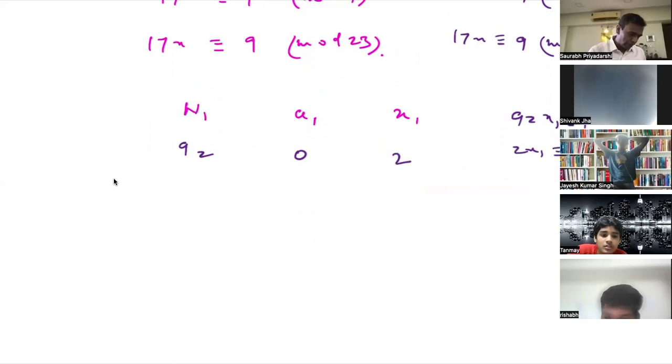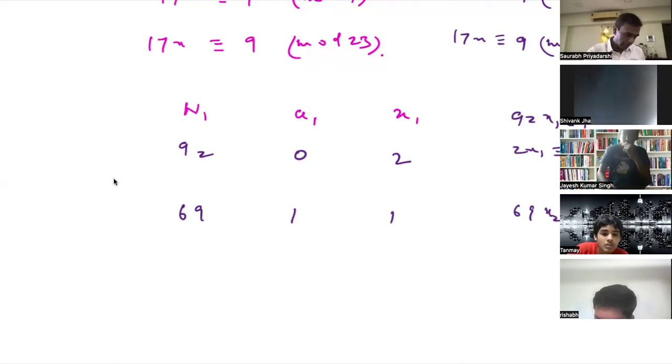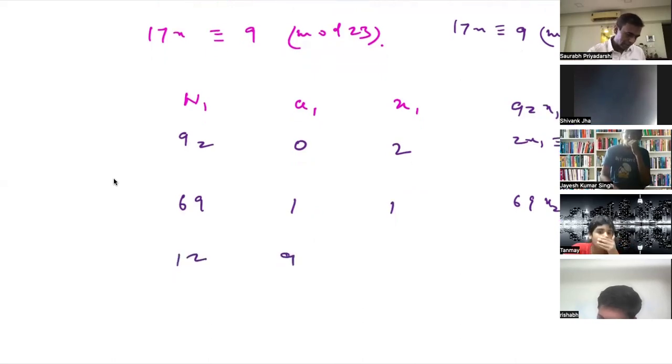N2 is 69, A2 is 1, right? 69x2 congruent to 1 mod 4. So this is coming as 1 only. And third is 12, and this was 9, I guess. And third, 12x3 congruent to 1 mod 23, then 2. That's coming as 2. Okay, everyone?